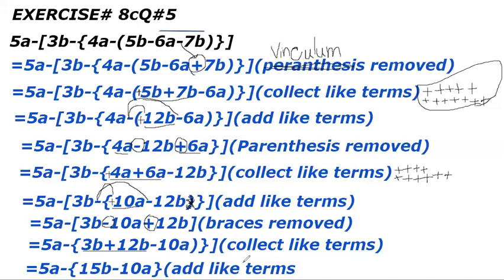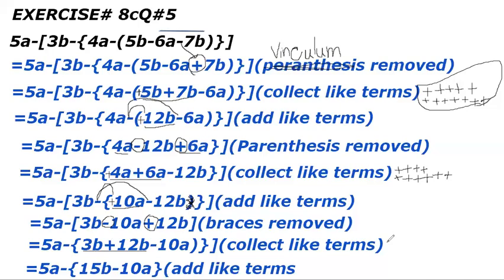In the next step, add like terms. We have to add the like terms. 3b and 12b both are the like terms. 10a is an unlike term. So we will add only the like terms that are 3b and 12b.